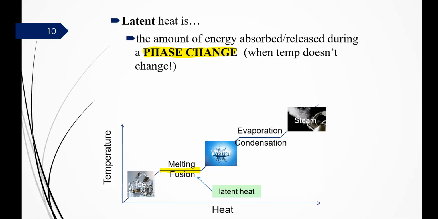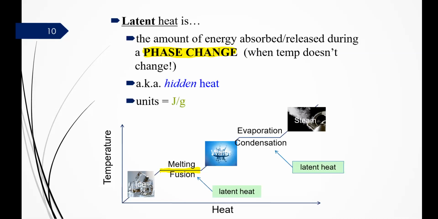And so those plateaus, those are our latent heats. And so that's what that means. Sometimes they call them the hidden heats. They're normally given in joules per gram. And the reason why they get their name as the hidden heat is that this is when heat is going in and we won't see a temperature change. Instead, that energy is going toward changing its state. And so sometimes they call that the hidden heat.